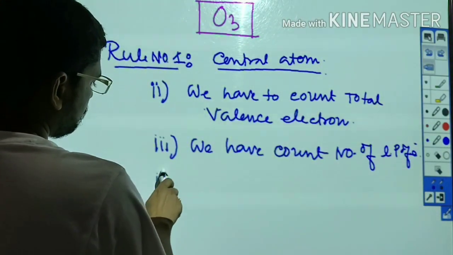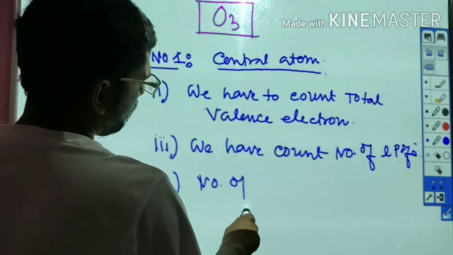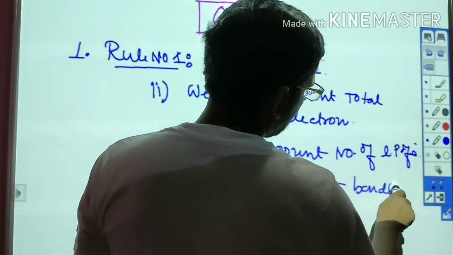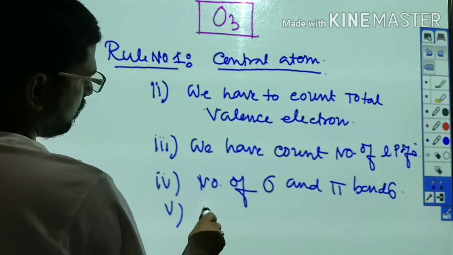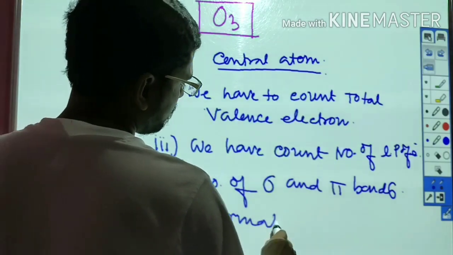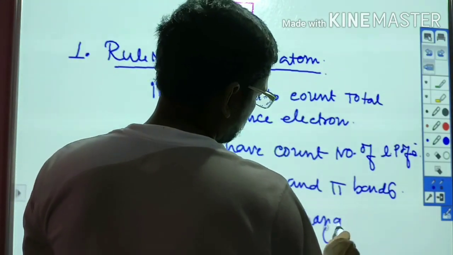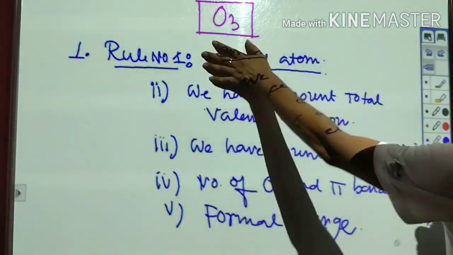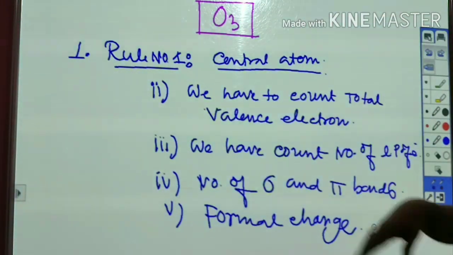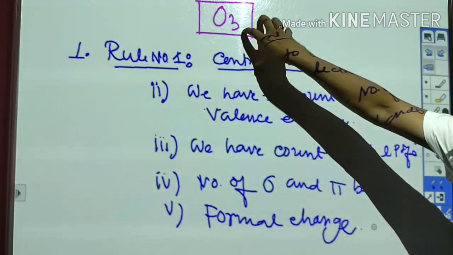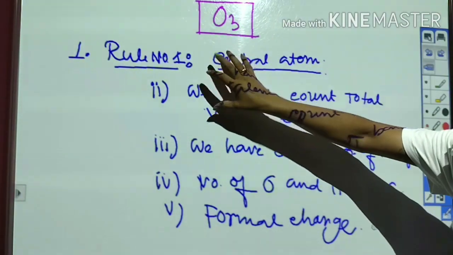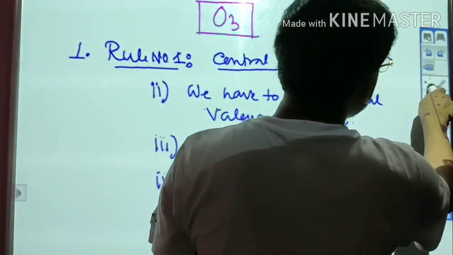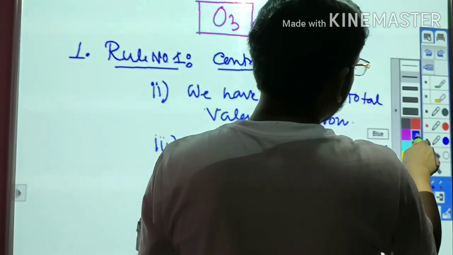Then the number of sigma and pi bonds, and at last formal charge. Okay. Yesterday I discussed all these things in detail, so please go through yesterday's videos. Then only you will be able to understand today's lecture with ease. So, central atom, briefly I will tell you.